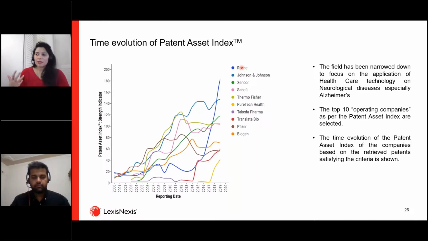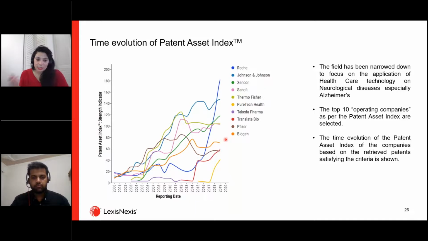So it's worthwhile to have a look at who are still trying to do something in Alzheimer's and who are still trying to use digital healthcare technology in this case. So these are the top 10. And if you look at the trend of patent asset index, Roche has had a tremendous increase in its strength in using digital health in Alzheimer's since 2014. Others like Pfizer have a decrease. I think it is also known to all of us that Pfizer did declare that it is stopping its research in Alzheimer's in 2010. And even prior to that, the decrease of its patent asset index had started.